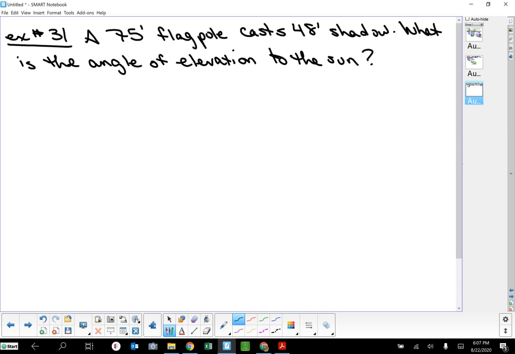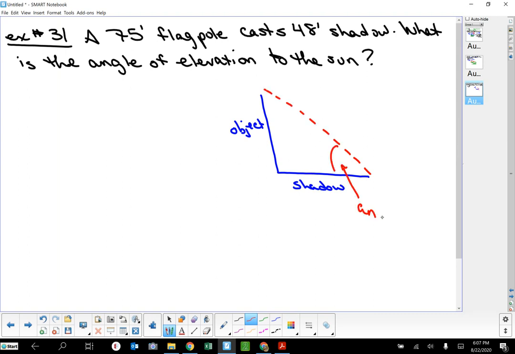All right, so first you need to know what or where an angle of elevation is. Usually you're talking about some object. So here's our object. Could be a tree, could be a tower. In this case, it's a flagpole. And then usually you're talking about a shadow or the ground or something like that. And then the angle of elevation would be this angle that is created here. So here's the angle of elevation.